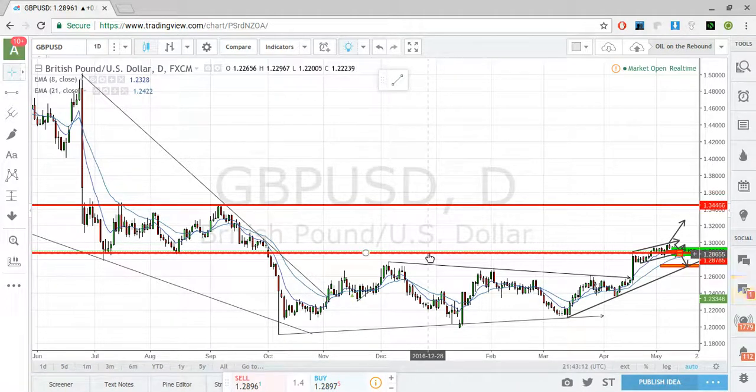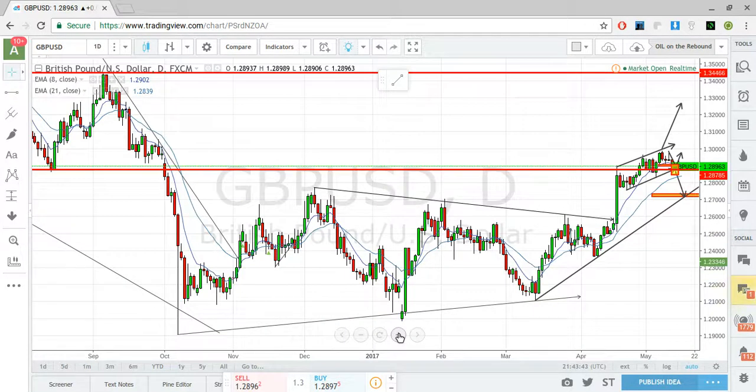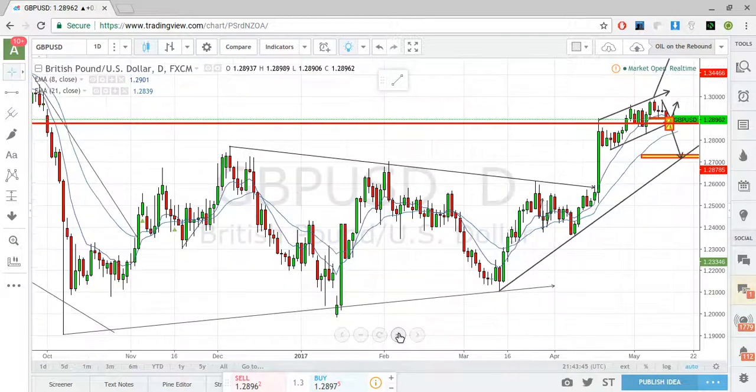So once we broke out of this little wedge pattern slash triangle, you see a move here into this resistance area. It comes down, and then it breaks it. And we've actually been closing above this resistance level, which is now becoming support. And that's what's kind of woken me up to say, hey, maybe this is a good buy, but I need to find a good spot.